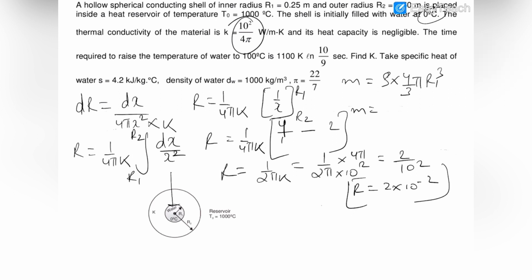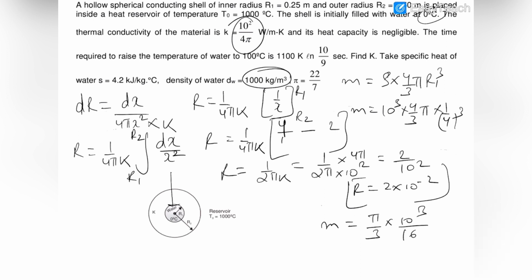So mass will be equal to, density is 10 raised to power 3, you can see that, and this is 4 by 3 into pi into R1 cube, where R1 is the radius, this one. So this is 1 by 4 whole cube. So this is the mass, which is pi by 3 into 10 raised to power 3 divided by 16. So you can say that m will be equal to pi into 10 raised to power 3 divided by 48.